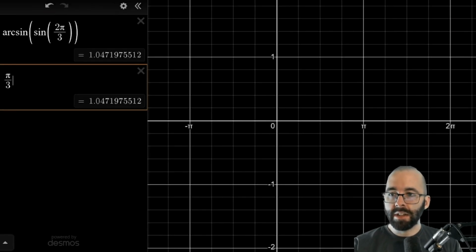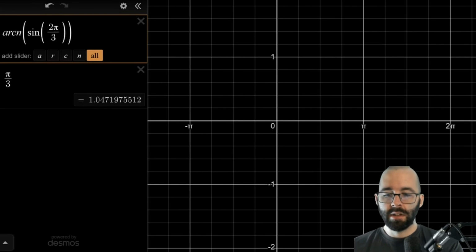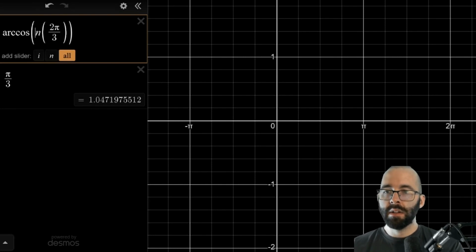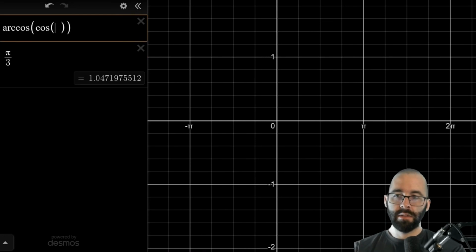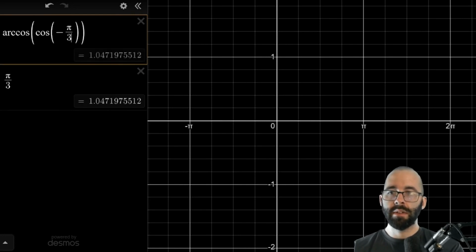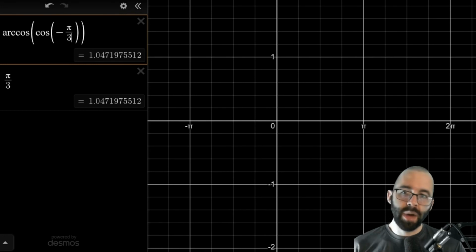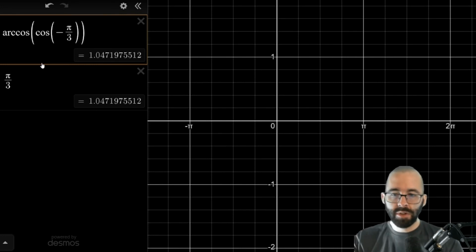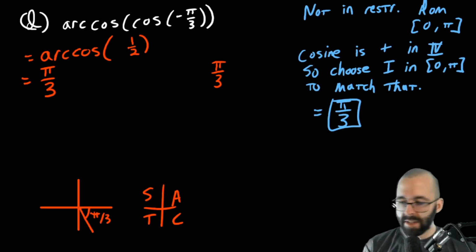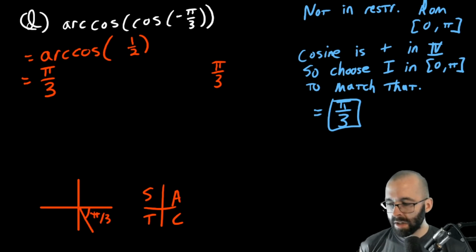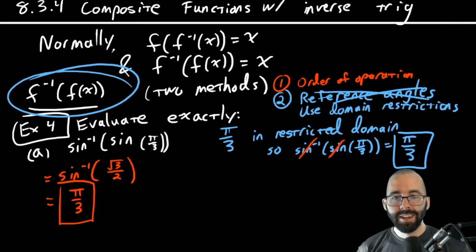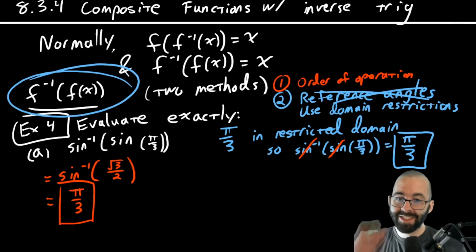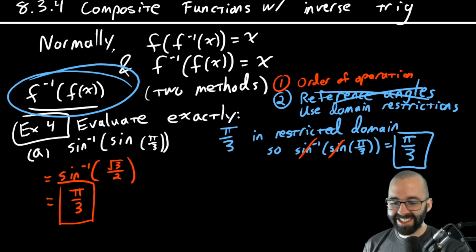And again, let's just check this answer. Arc cosine of the cosine of negative pi over 3 is pi over 3. There we go. Those two numbers match. We're good to go. That's how you check your answers, and that's how you do composite functions of this specific form. Composite functions of other forms, ooh, they're coming in the next one. All right, enjoy.